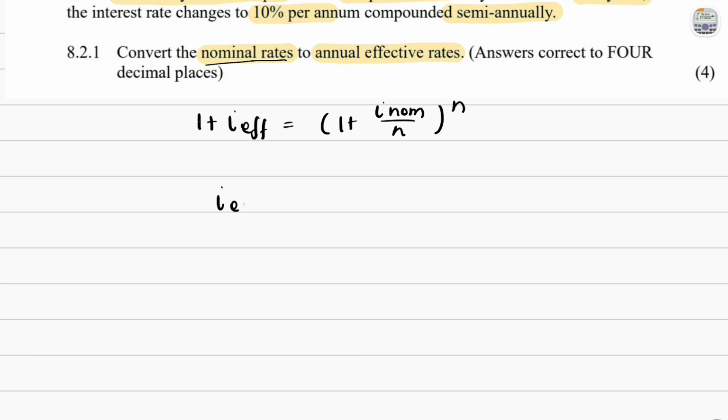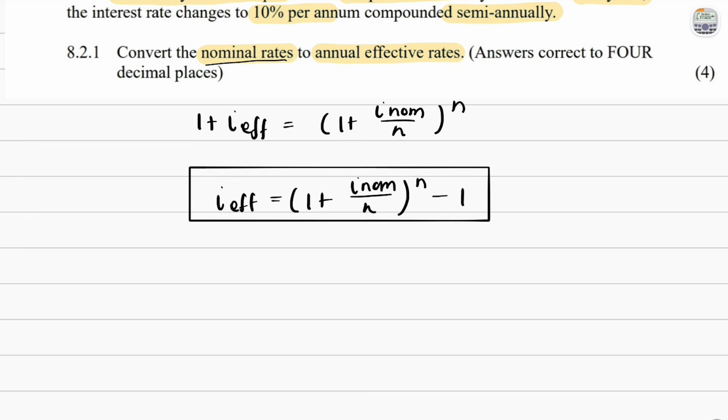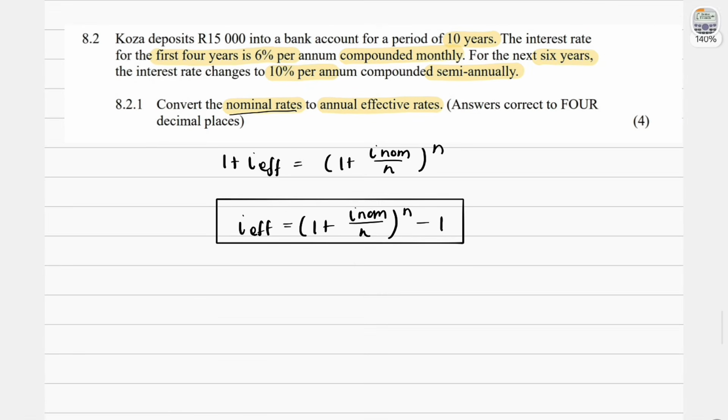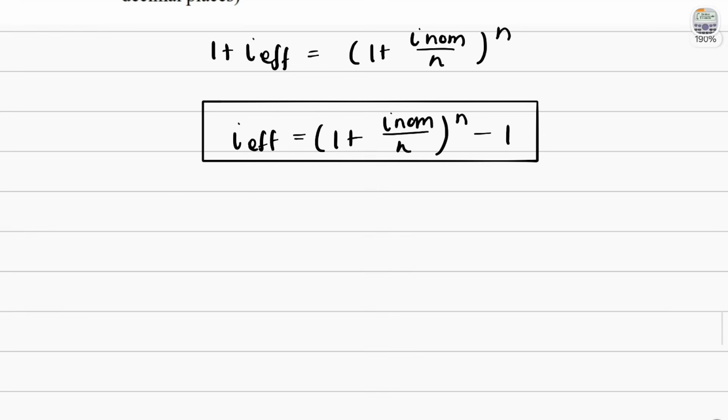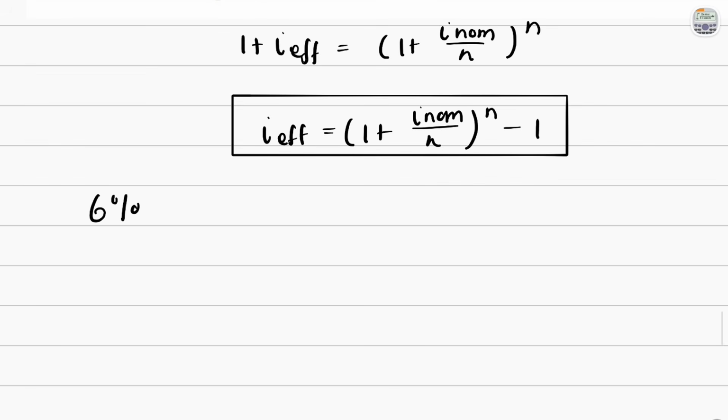Okay, so we're going to simply take 1 over, and so this is going to be 1 plus i nominal over n to the power of n, minus 1. And so this is what we're going to use. Okay, so the first info that we had was that the interest rate for the first 4 years was 6%, but it was compounded monthly. So this first interest was compounded monthly, and let's just deal with the 6%.